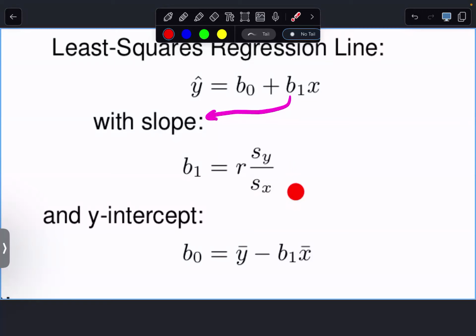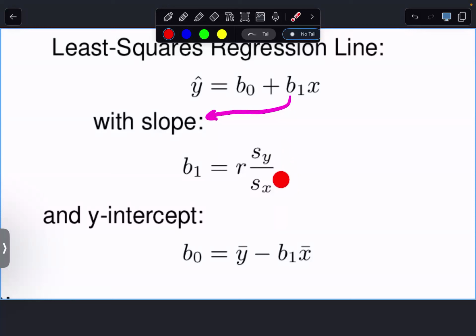You want to be careful that you haven't mixed those two up, right? Because if SY is 2 and SX is 1, 2 over 1 is 2, but 1 over 2 is 1/2, and that is going to make a huge mess. So you want to be really careful here.